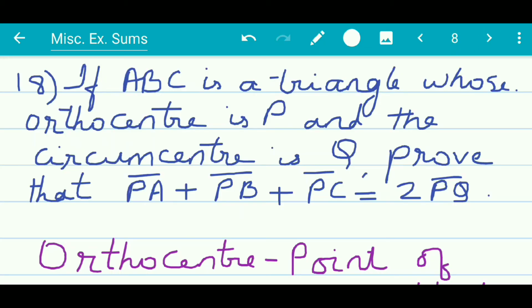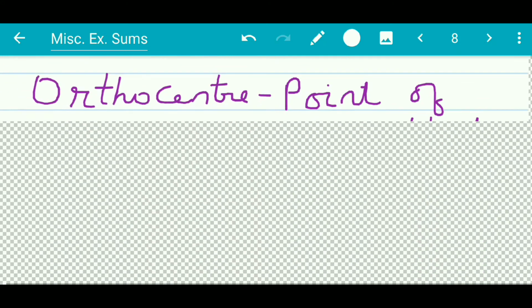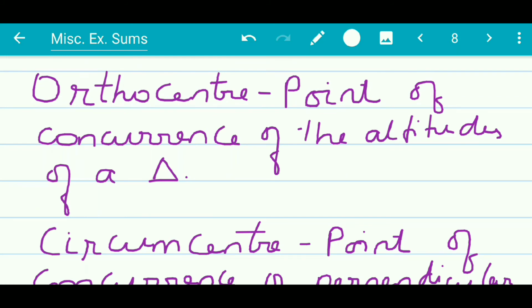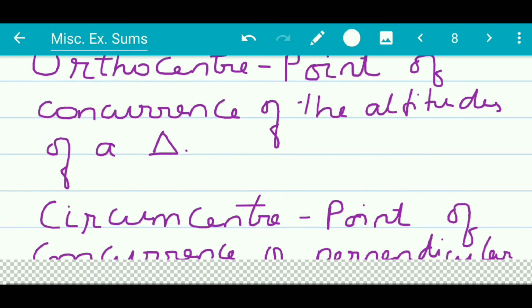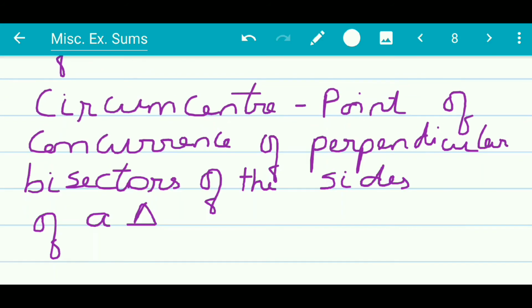The 18th question. If ABC is a triangle whose orthocenter is P and the circumcenter is Q, prove that PA bar plus PB bar plus PC bar is equal to 2PQ bar. Now here, I want to remind you what is orthocenter and circumcenter. You have learnt about it in 9th or 10th standard geometry. Orthocenter is a point of concurrence, that is a meeting point of the altitudes of a triangle. And for a triangle, the circumcenter is a point of concurrence of the perpendicular bisectors of the sides of the triangle.